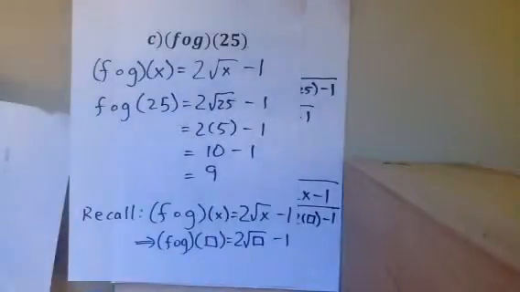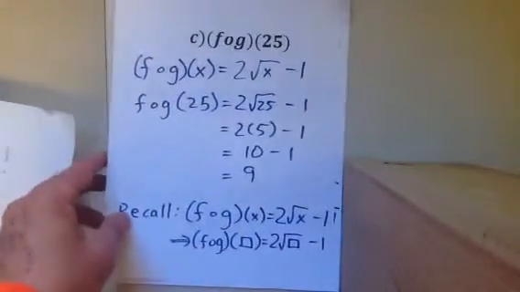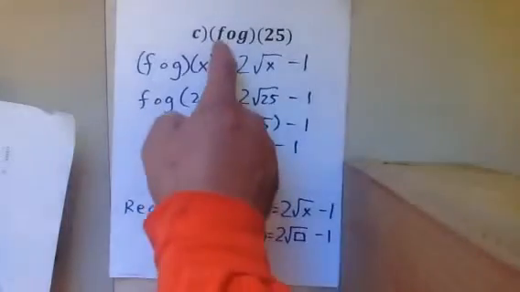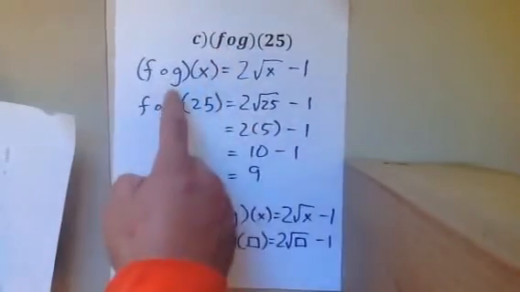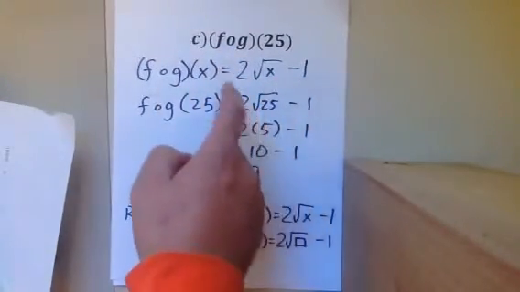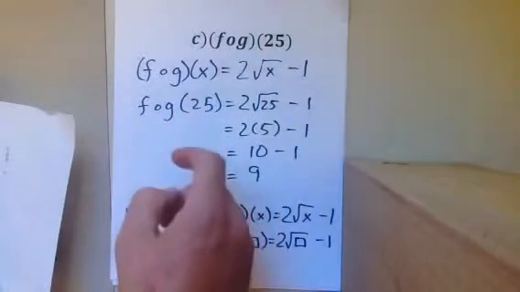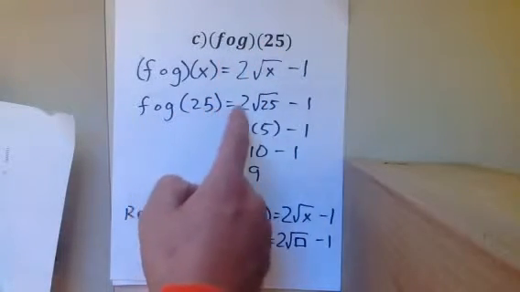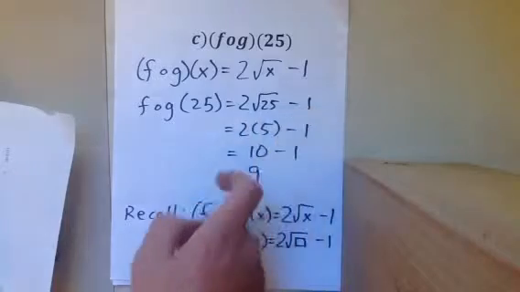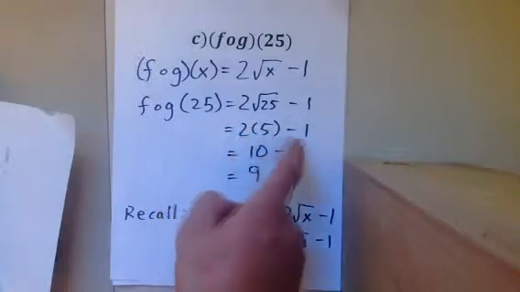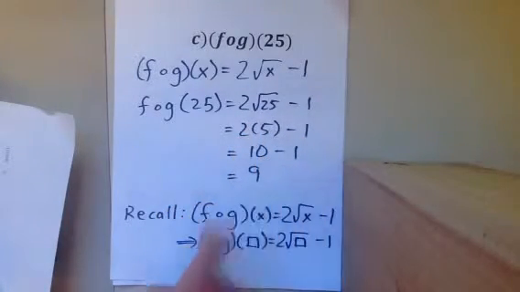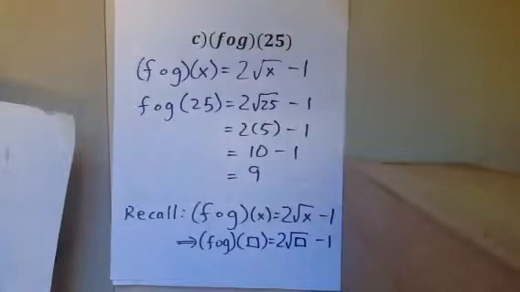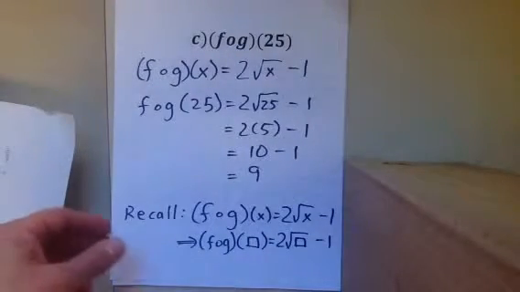Okay, let's see if we can evaluate a couple here. We learned earlier that f of g of x is 2 root x minus 1. So let's see what f of g at 25 is. F of g at 25 is therefore 2 root 25 minus 1. That's the same as 2 times 5 minus 1, 10 minus 1, which is 9. So f of g of 25 is 9.